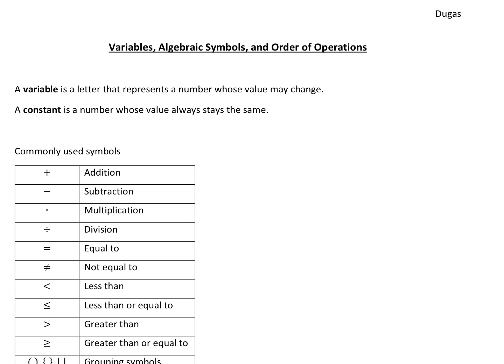In this video, we're going to be talking about some basic terminology that you will see in your algebra class, and we'll be looking at some examples of how to use the order of operations when dealing with integers. So a variable is a letter that represents a number whose value may change. A constant is a number whose value always stays the same.